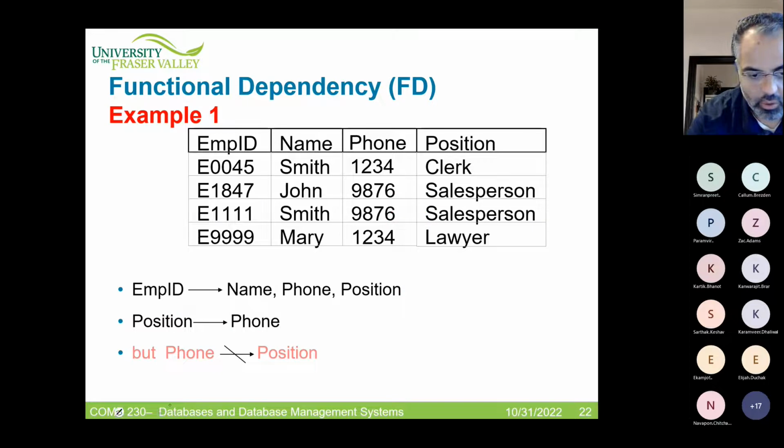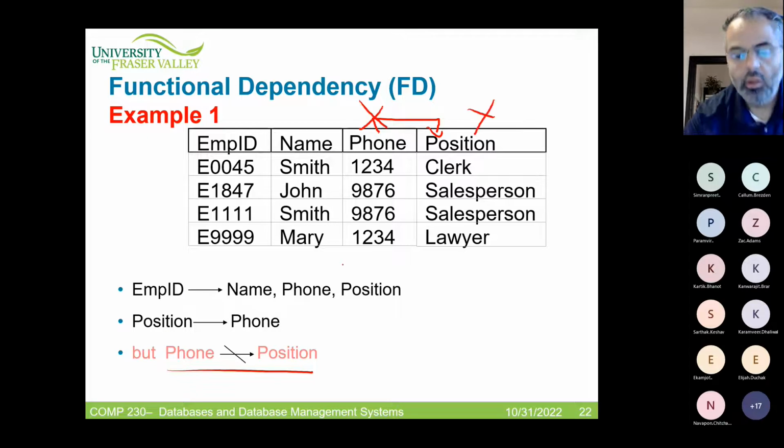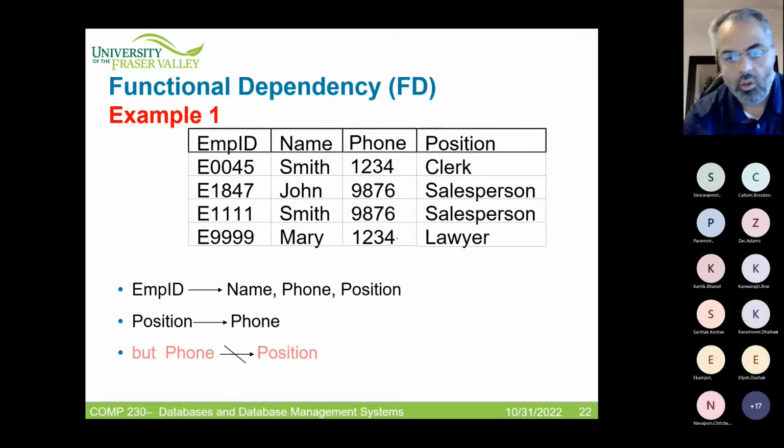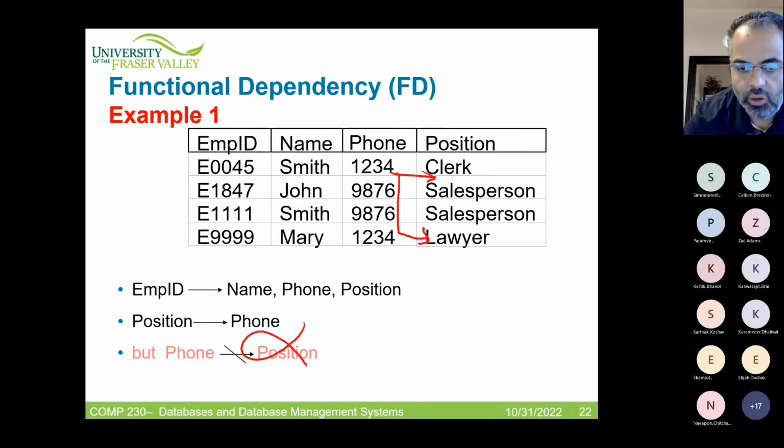Let's take this example, form position. So form position, this is the X and this is the Y. So we have 1, 2, 3, 4, it gives a clerk. 9876, it gives salesperson. And 9876, that's good. Now we have again 1, 2, 3, 4, it gives lawyer. Now we have a violation because it gives sometimes clerk and sometimes lawyer. So in this case, this violates because it should relate the same value to only one value on Y.